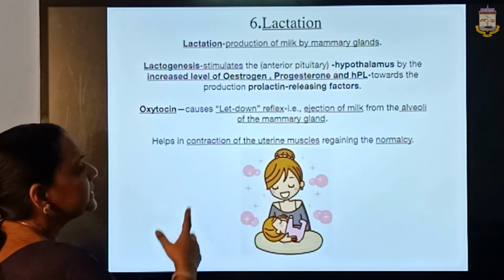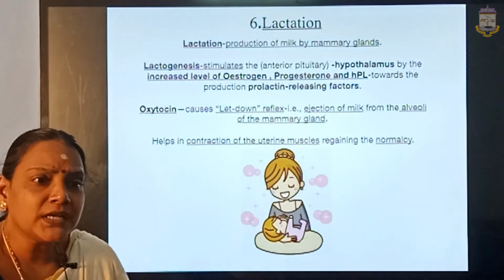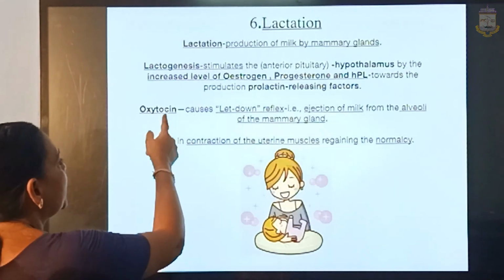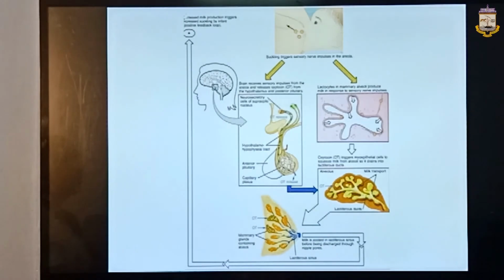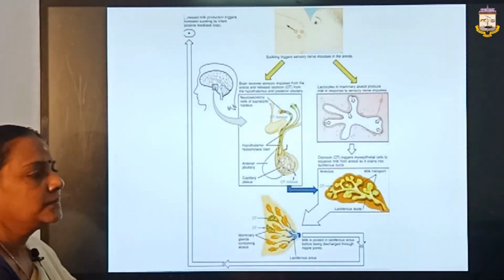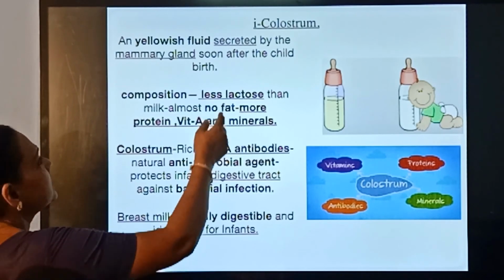Oxytocin also helps in the contraction of the uterine muscles and regaining normalcy. After the expulsion of the baby, the uterus has to come back to normal size, and that is done by oxytocin. Now see the picture I have given here, a supportive picture. You can verify this. Colostrum. Now the baby has to be fed with the first milk. The first milk you call colostrum.